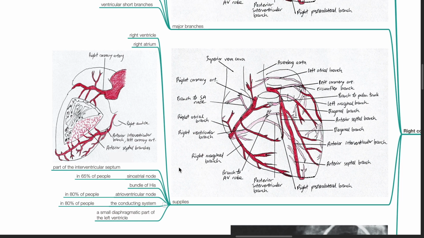The right coronary artery supplies the right ventricle and the right atrium, part of the interventricular septum, the sinoatrial node in 65% of people, the bundle of His, the atrioventricular node in 80% of people, the conducting system in 80% of people, and a small diaphragmatic part of the left ventricle.